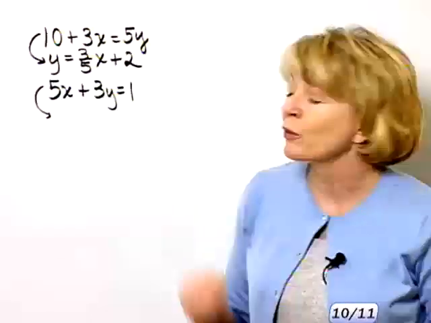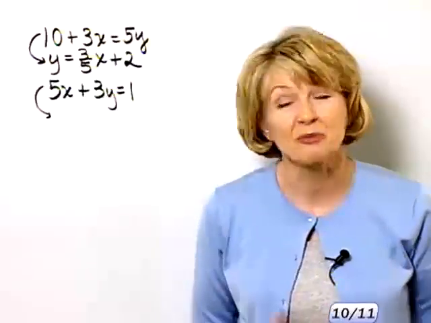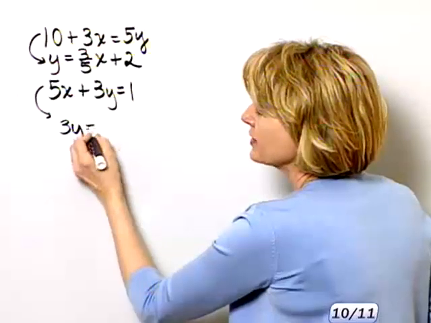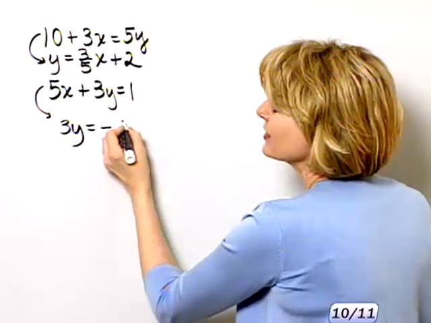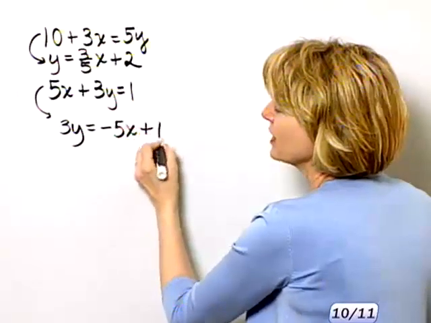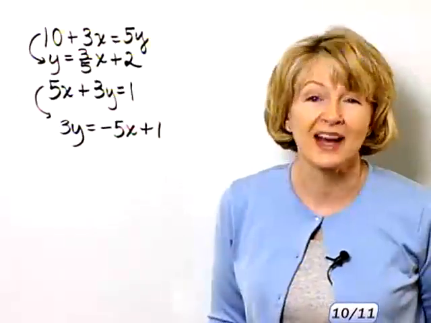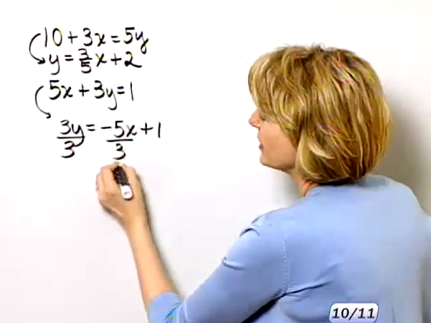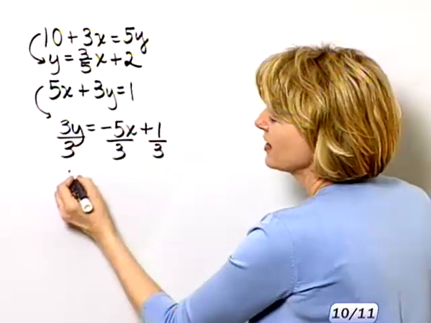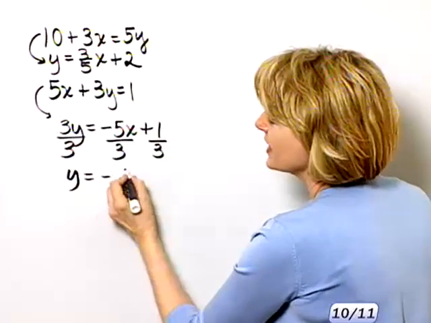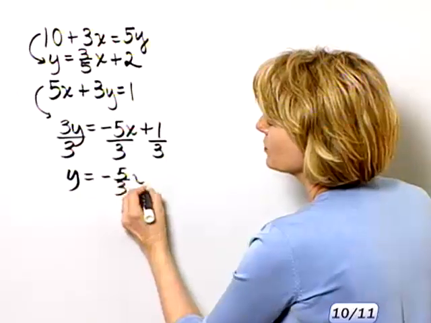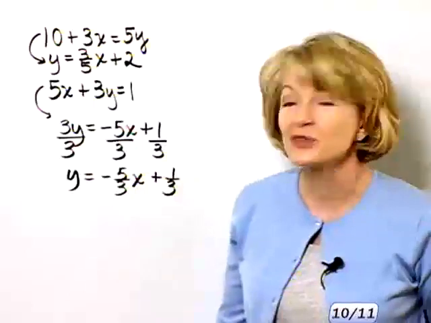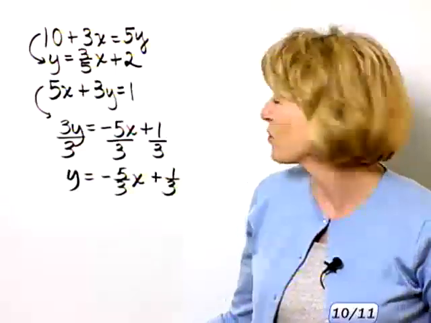How do I solve this equation for y? I will subtract 5x from both sides, so I'll have 3y is equal to -5x plus 1, then finish solving for y by dividing through by 3. So I'll divide every term by 3, and y is -5/3 x plus 1/3. There it is written in slope-intercept form.